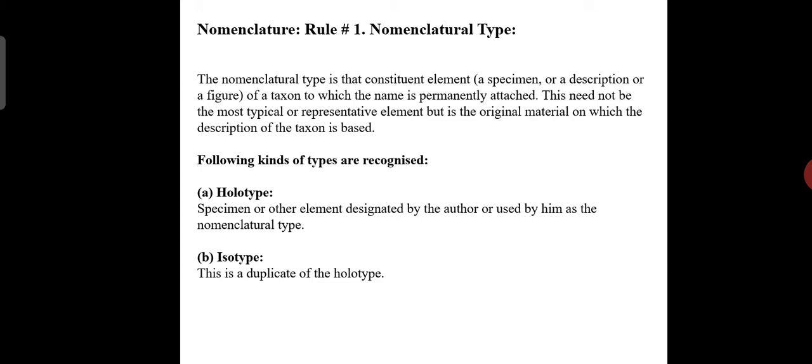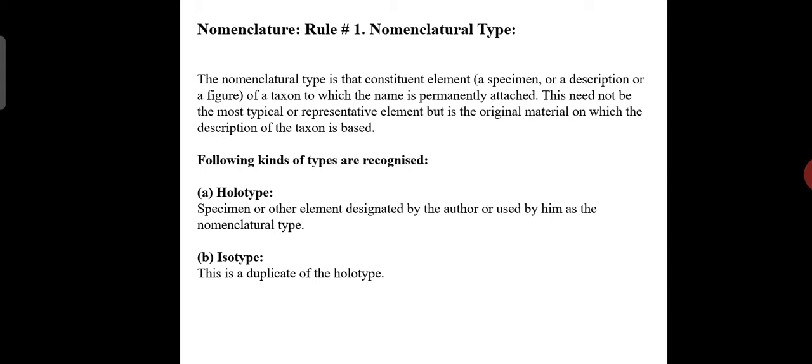The nomenclature type is that constituent element, that is a specimen or a description or a figure of a taxon, to which the name is permanently attached. This need not be the most typical or representative element, but is the original material on which the description of a taxon is based. The following kinds of types are recognized here.